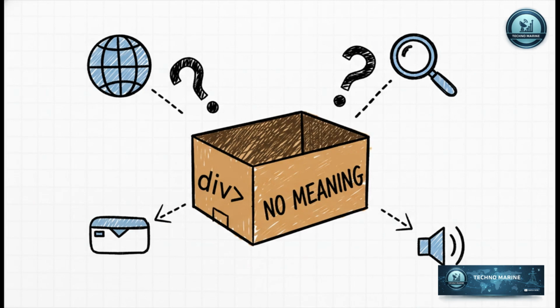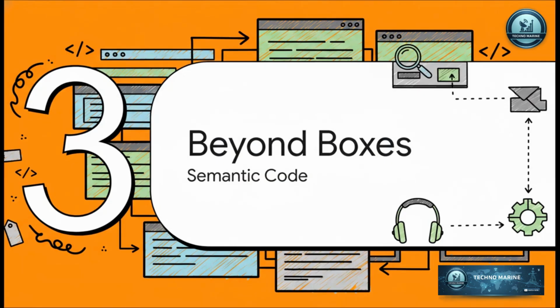And this trick just perfectly illustrates the problem. A div is just a box. It has no meaning. Your browser, search engines, they have no idea if a div contains your navigation, your footer, or the main article. It's just a box. And that right there is exactly why so many experienced developers push for a much better way, writing semantic HTML.